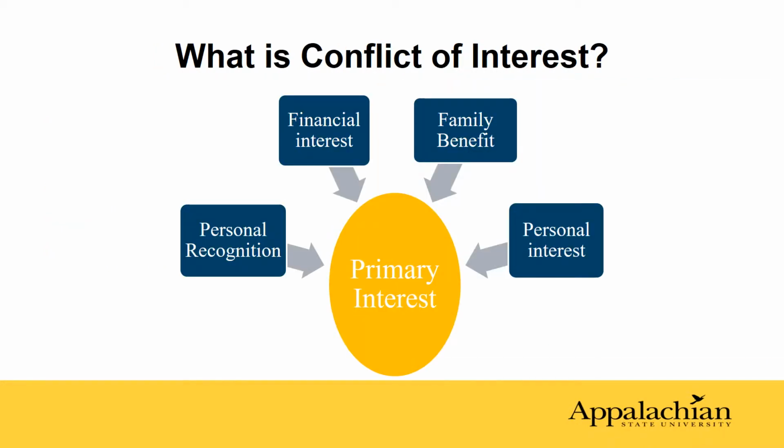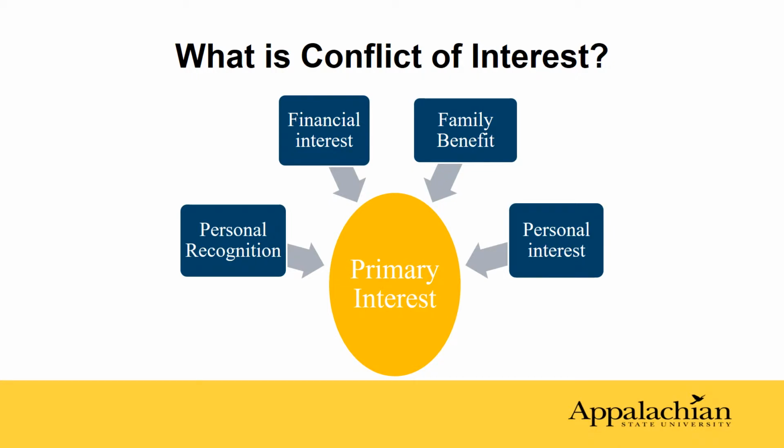The mission of the university encompasses teaching, research, and scholarship. As employees of Appalachian State University, our primary interest is to fulfill the duties we were hired to do to support the university's mission. Conflict of interest is when a secondary influence, such as financial, relational, political, or personal interests, have the potential to affect a primary interest or purpose.